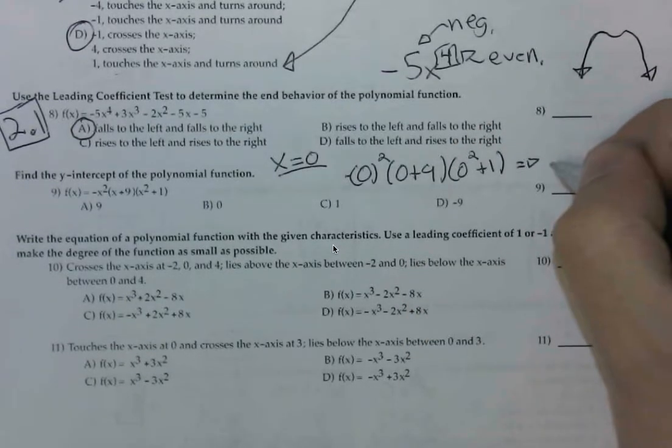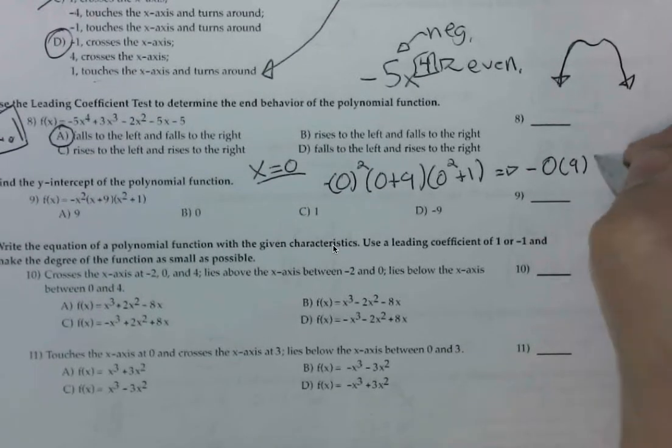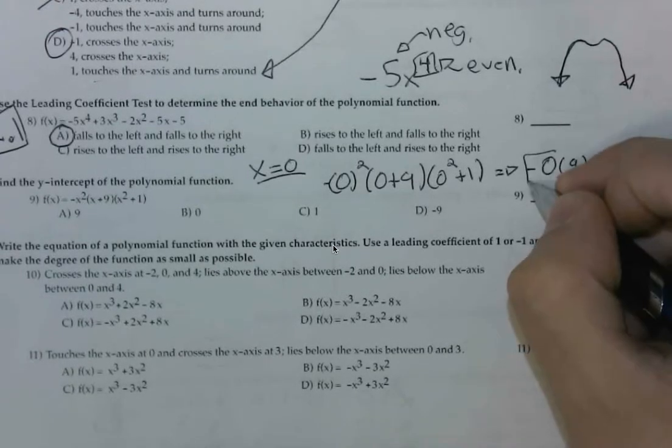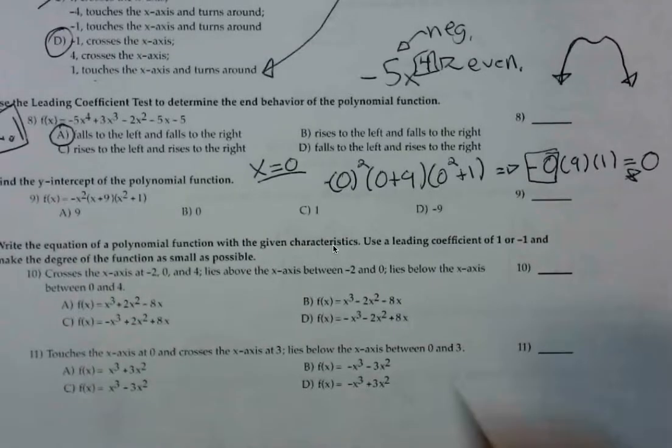Negative 0 squared is really just negative 0. Multiplying with 9, multiplying with 1. Collectively, this is all 0 because anything times 0 is going to be 0. So that one's pretty easy.